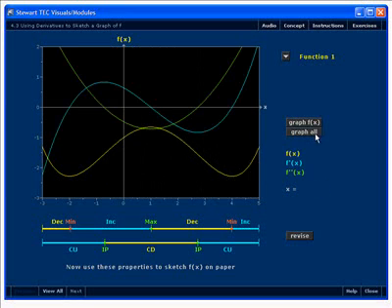Alright, here's all three functions together. So the blue, remember, was your derivative, and the green was your second derivative. So look at those and make sure that all makes sense. Alright, we'll look at some examples in the next video.